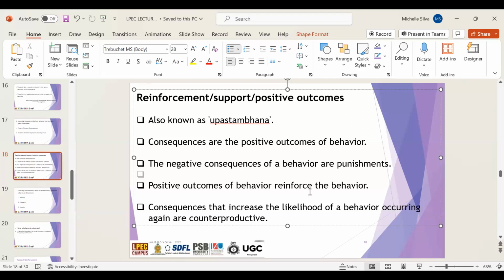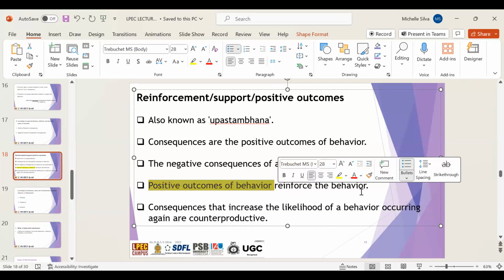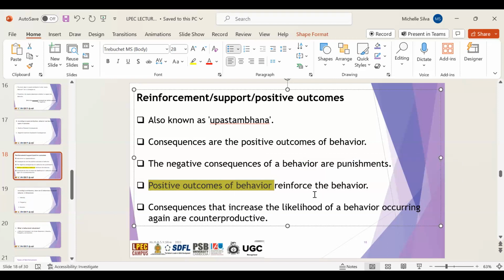The positive outcome of behavior reinforces the behavior. If the positive outcome of behavior is appreciation, underline this and write down: appreciation, a positive outcome of behavior, reinforces the behavior. When somebody is appreciating your behavior, then you try to demonstrate that certain behavior again and again.